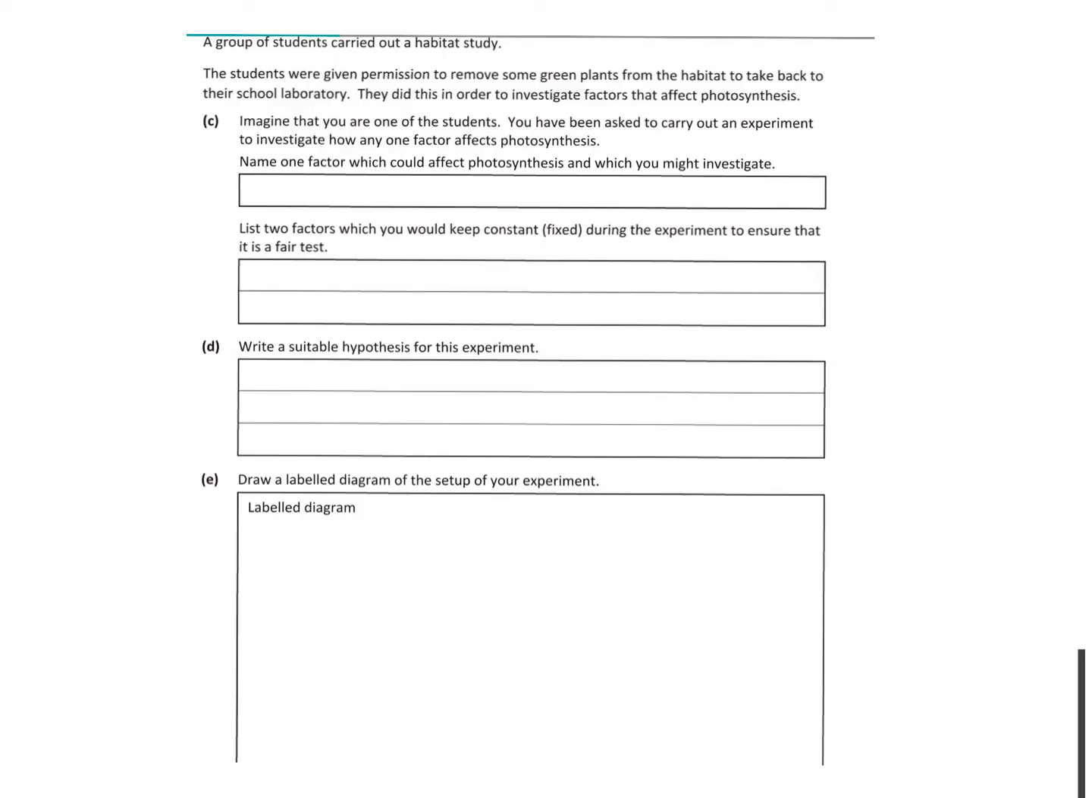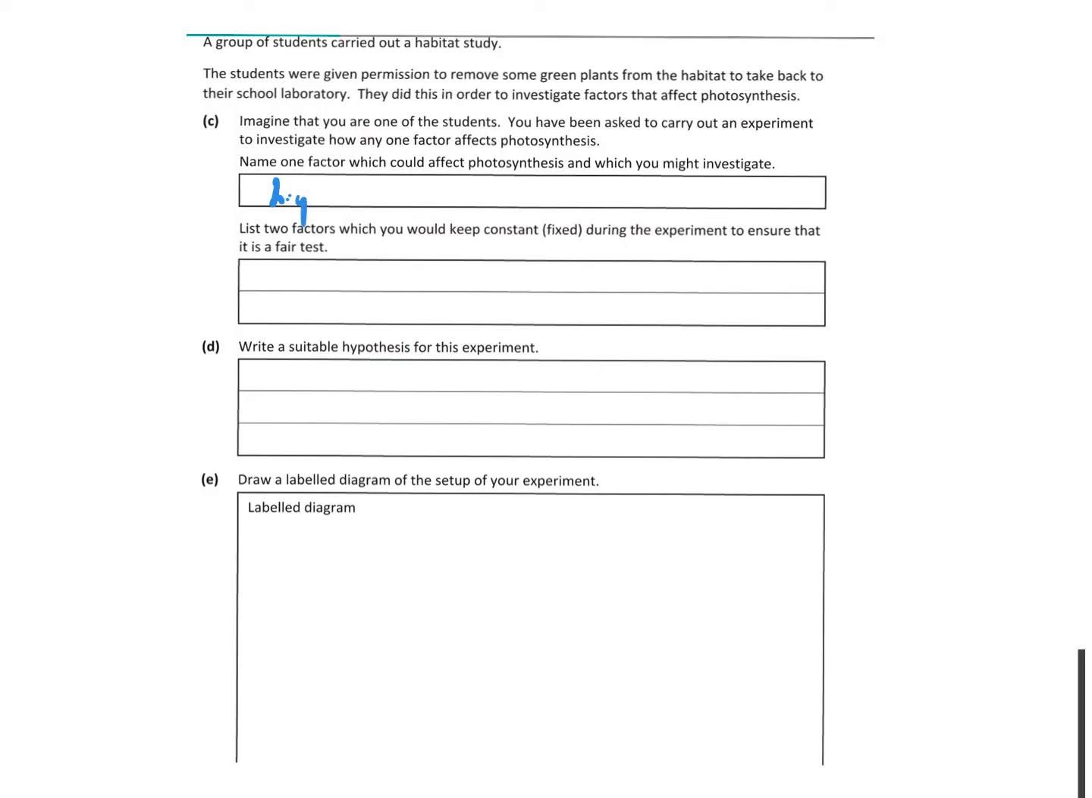So this was part of a question. It was more of a habitat study, but then they brought in the plants and photosynthesis as part of it as well. So students were given permission to remove some green plants from the habitat to take back to their school laboratory. They did this in order to investigate factors that affect photosynthesis. Imagine that you're one of the students. You've been asked to carry out an experiment to investigate how any one factor affects photosynthesis. Name one factor which could affect photosynthesis and which you might investigate.